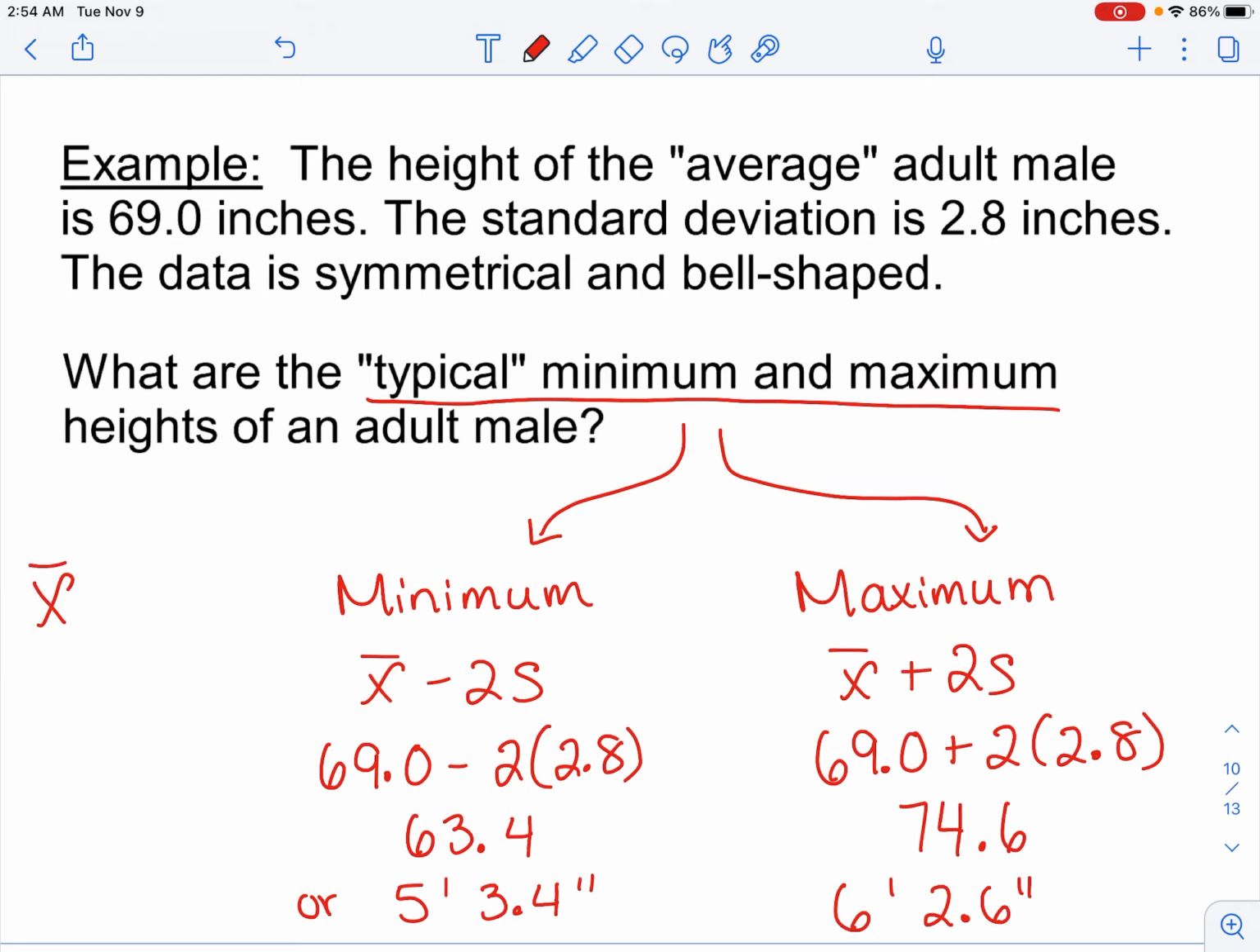So I'm just writing off to the side now that X bar was in fact 69.0 and the standard deviation was 2.8. So that's giving it some context for a bell-shaped symmetrical curve. Typical min and max, not actual minimum and maximum, but typical. So anything between these two numbers would be considered an expected or a typical height for an average adult male. Anything smaller than the 63.4 or bigger than the 74.6 would be considered unusually short or unusually tall.